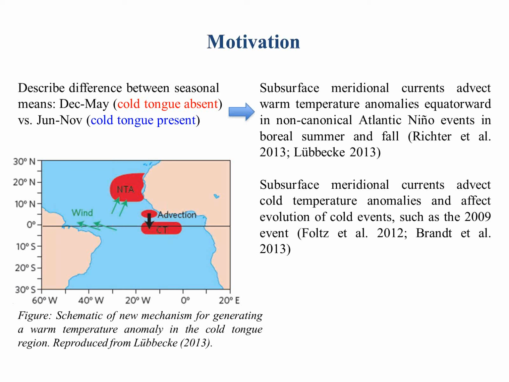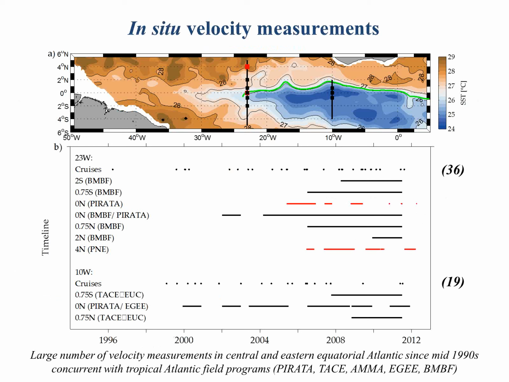In the case of 2009, there was a cooling event. So in that case, you develop cold temperatures here. And that is a potential mechanism for those cold anomalies to make it to the equator. So that is the reason why we want to study these tropical cells.